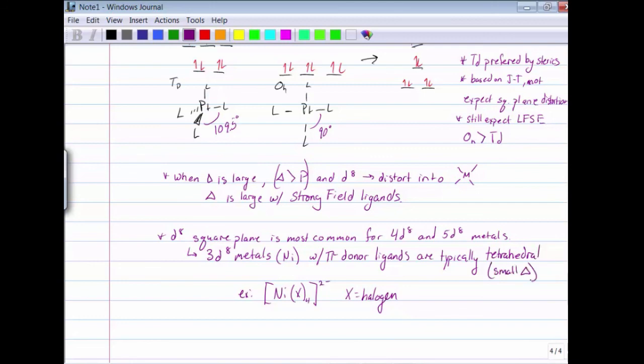So most of the time you can just consider that any of the d8 metal ions would be square planar, except that nickel already has a small delta, and so it really does need more of a pi accepting ligand to increase the delta so that you would have a square planar. Otherwise, nickel exists as a tetrahedron. So nickel with any four halogens, for example, would give you a tetrahedral nickel complex.